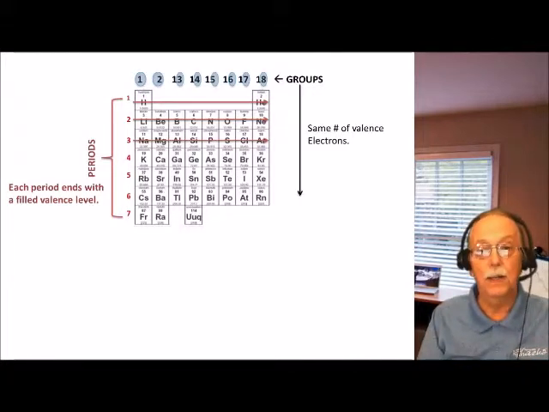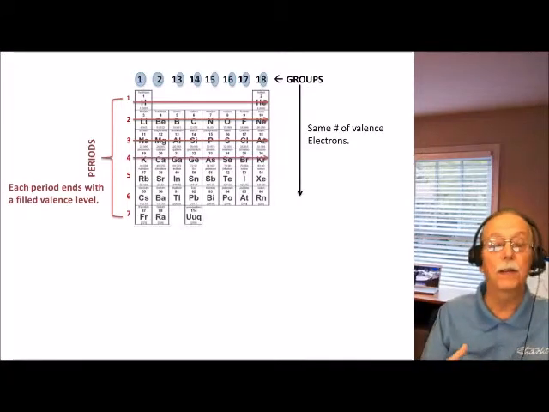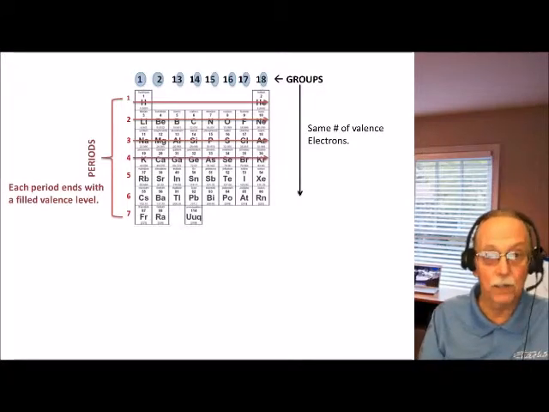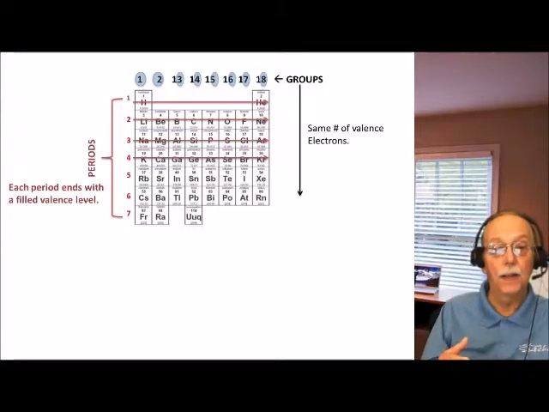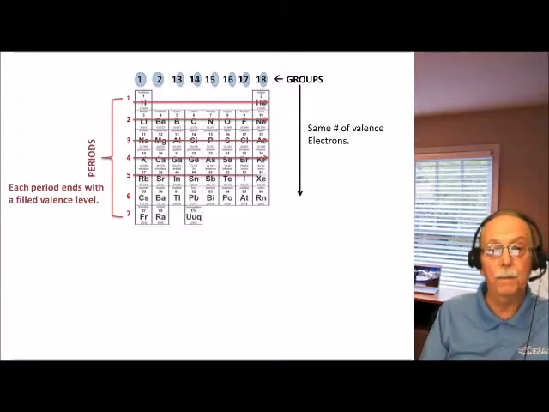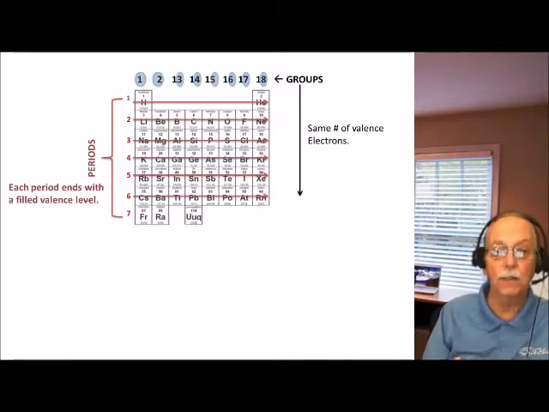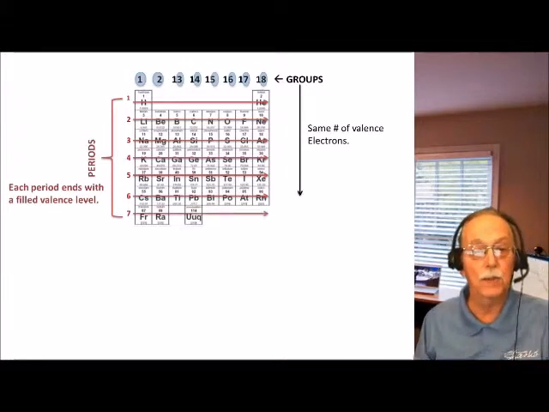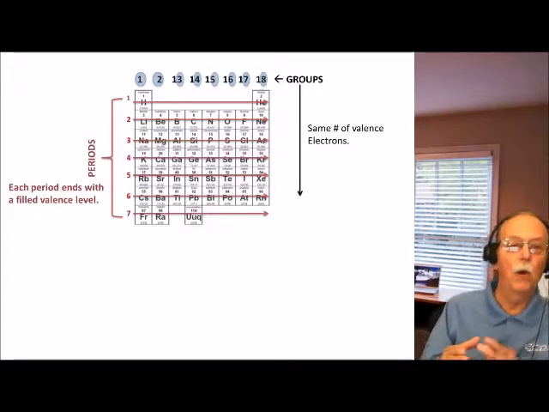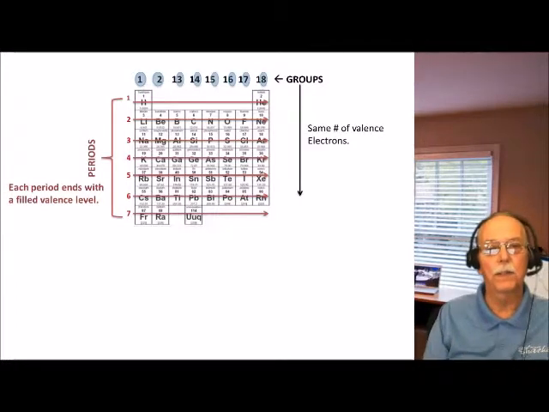The third period ends with argon and a filled valence level. The fourth period ends with krypton and a filled valence level. And the fifth period ends with xenon, a filled valence level. The sixth level fills with radon, again a filled valence level. And the same for the seventh level. Well, periods fill from left to right.